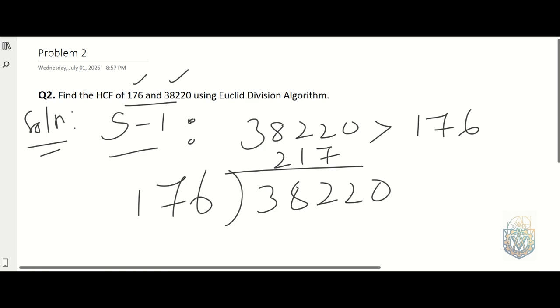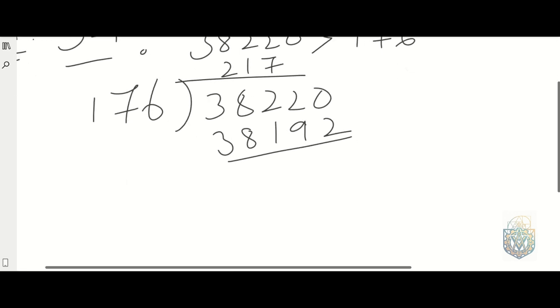It will be 217. So 217 times 176, if I do, it will be 38192. So if I subtract this, what will be my value? So it will be 28. Correct? My remainder is 28.